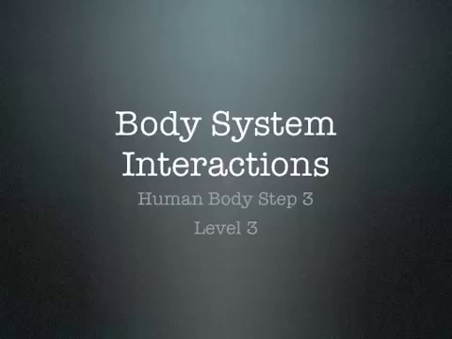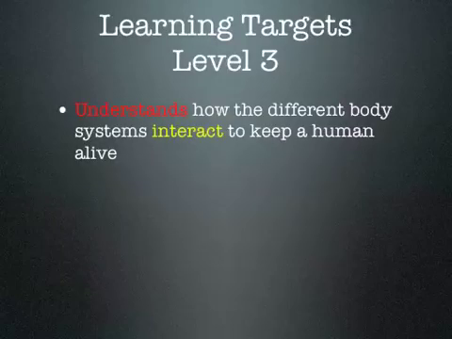This is a lesson over body systems interactions. This is Human Body Step 3, and this is a lesson over Level 3 information. Let's unpack the learning target. The expectation is that you understand how the different body systems interact to keep a human alive.